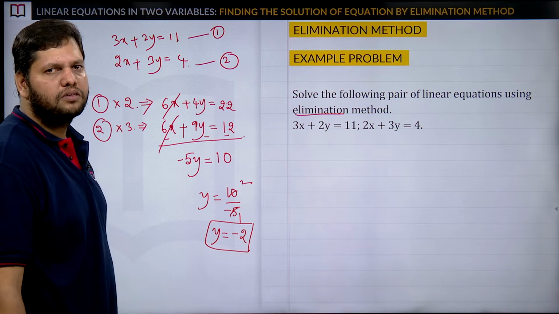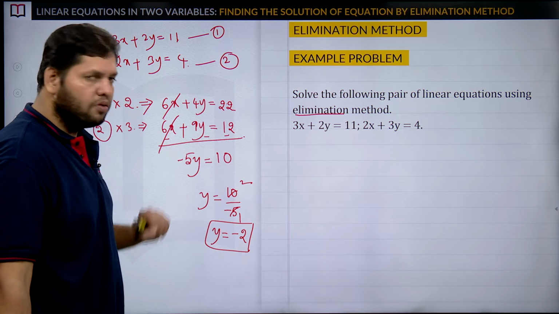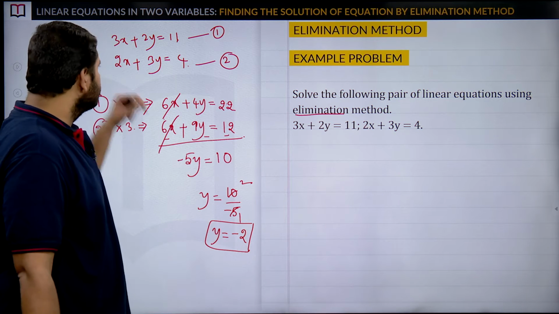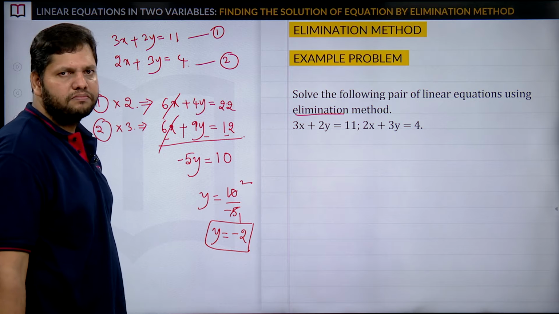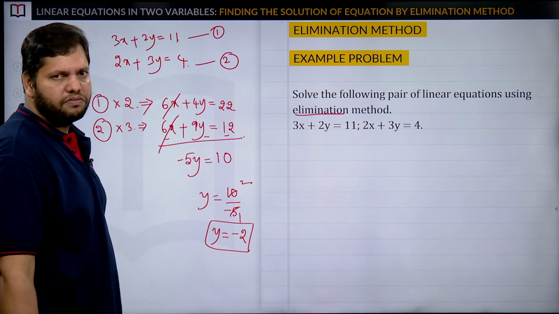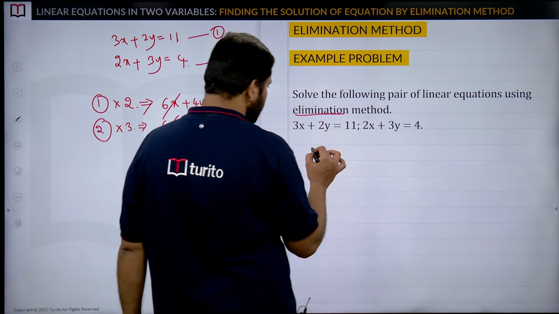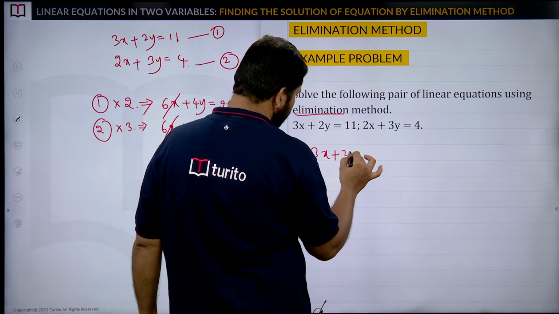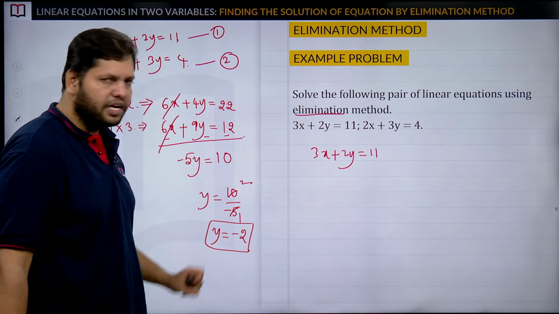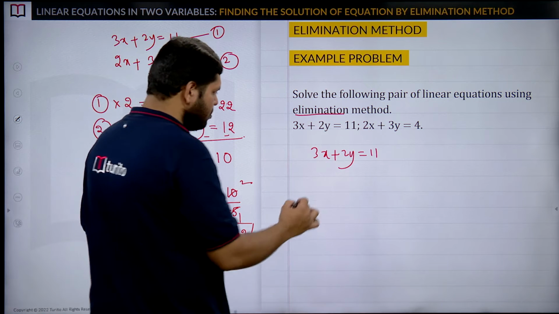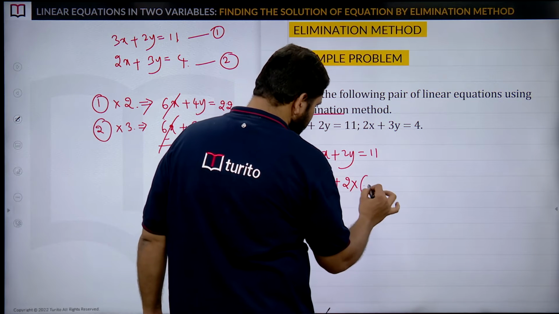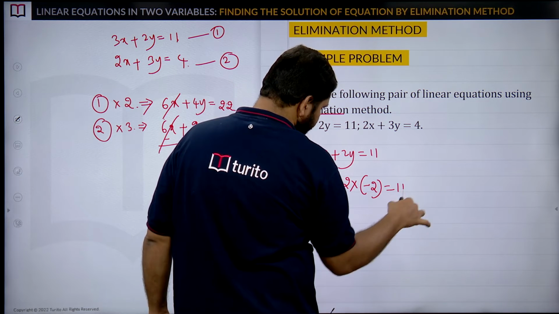Clear, children? So I got y is equal to how much? Minus 2. Now children, take this y is equal to minus 2 value, substitute it in any one of the equations, so that you will get the x value. Now children, I am taking the first equation. So what is the first equation, children? 3x plus 2y equal to 11. Children, substitute y is equal to what? Minus 2. So this is 3x plus 2 into the y value, minus 2, is equal to 11.